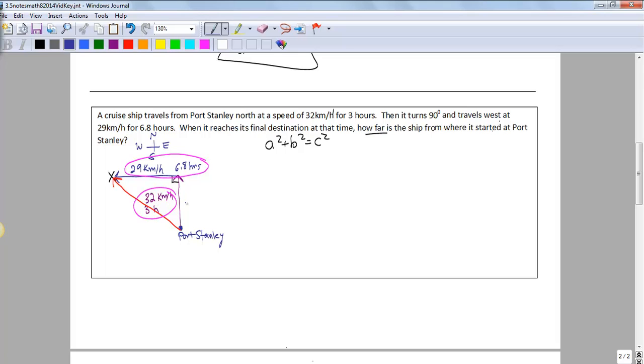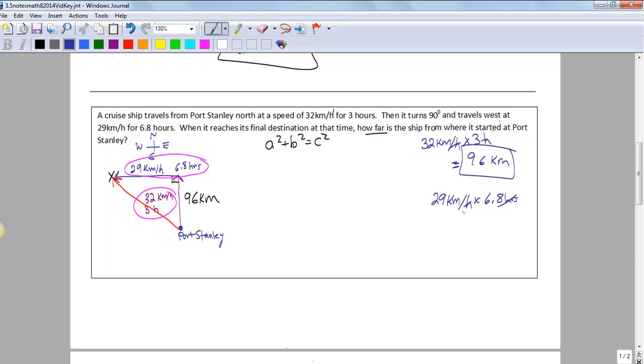Now, if I can go 32 kilometers in 1 hour, 32 kilometers per hour, and I do that for 3 hours, I'm going to multiply that by 3. So what happens here is that that first section is 96 kilometers. Hopefully that makes sense. So I'm going to write 96 kilometers here. Okay, and I'm going to do some more work on the side here. So 29 kilometers per hour. So that's how far I go in 1 hour. I'm going to do that for 6.8 hours.